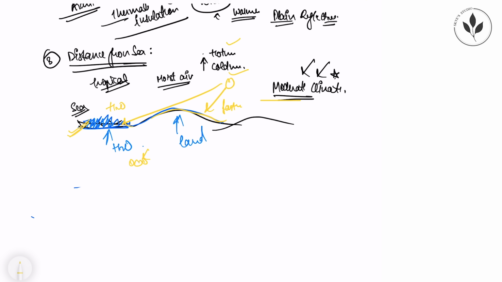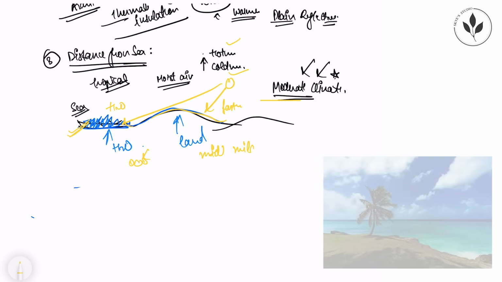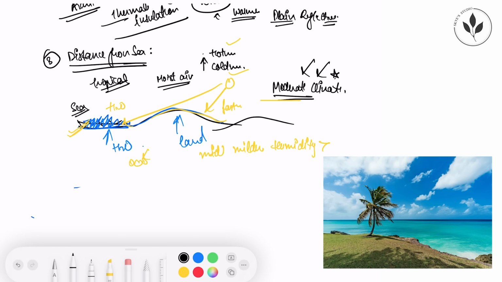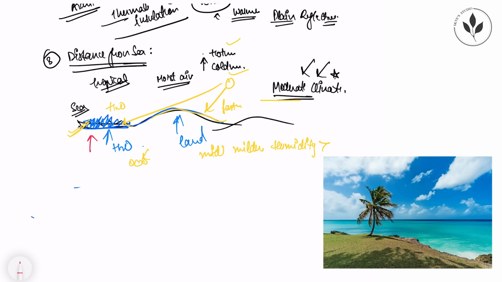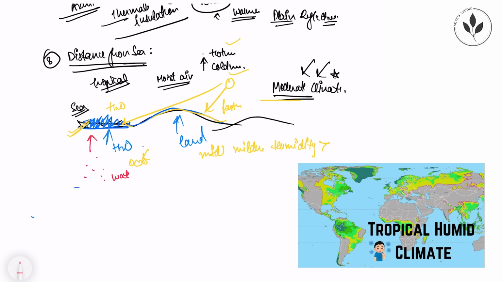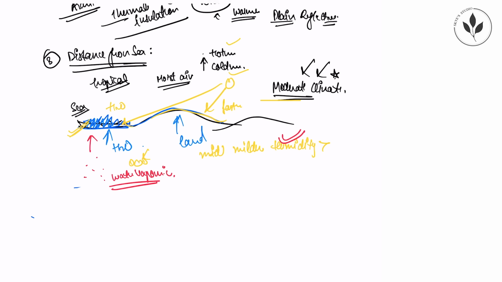So in the areas which are near the oceans, the temperature is milder, but the moisture level or humidity is more, since it is near the sea. Near the sea, your air will be damp, the air will have more water vapor, which means the temperature will be less and humidity will be more.